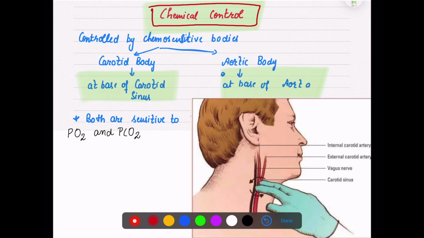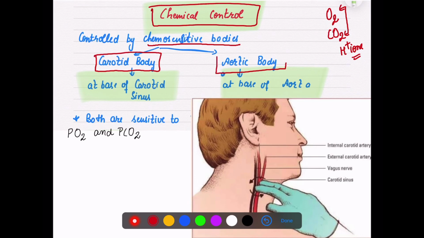It is controlled by chemosensitive bodies. It means chemicals are controlling it, and here the chemicals are actually your oxygen and your CO2. These are the chemicals which are going to control the respiration process: oxygen, carbon dioxide, even the H positive ions also, right? They control the respiration at the chemical level. Two chemosensitive bodies control respiration, which are known as the carotid body and the aortic body.